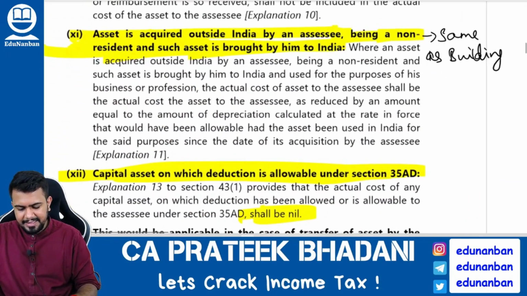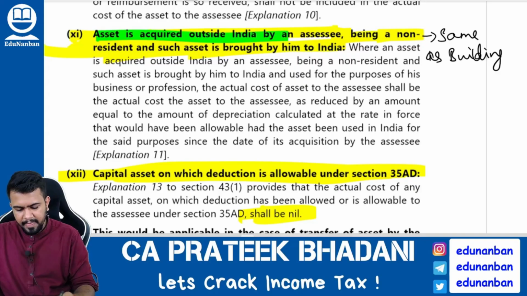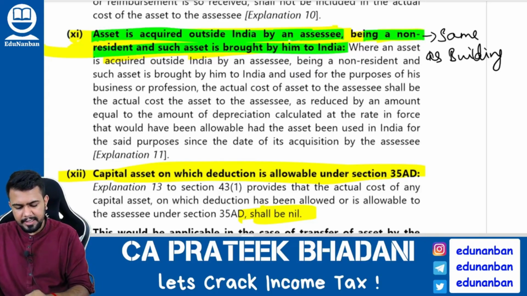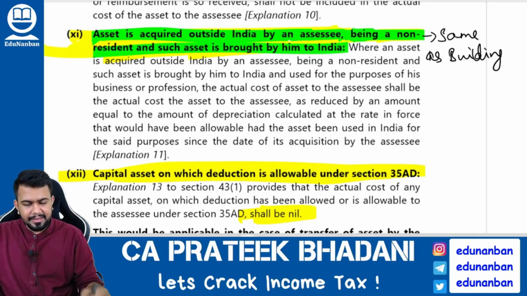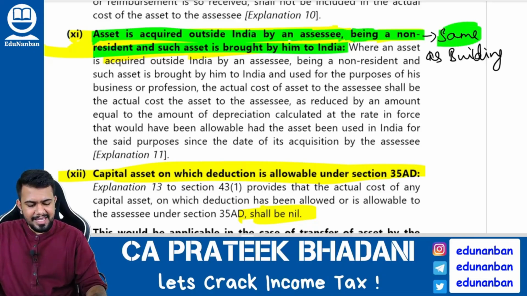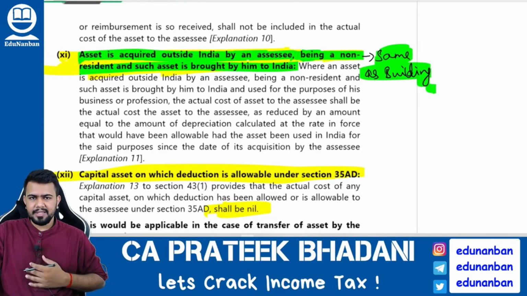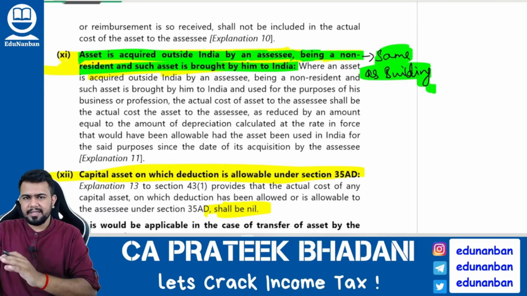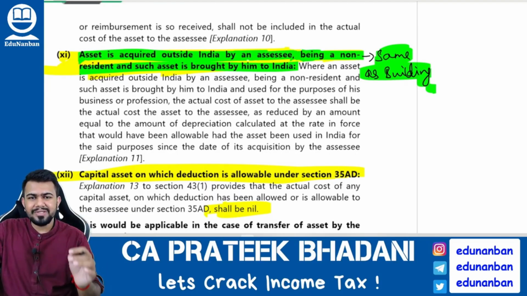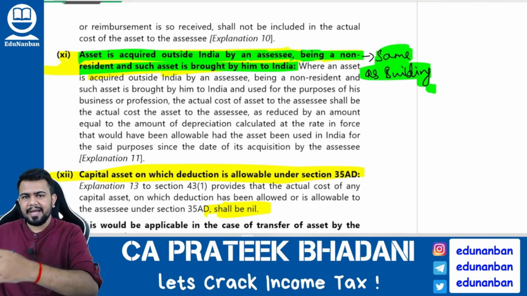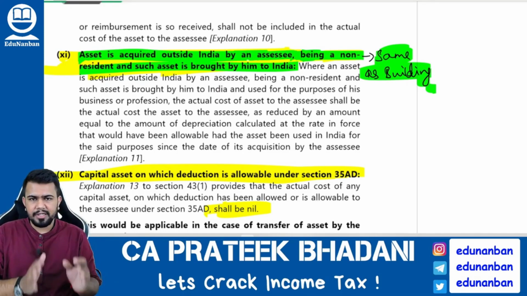Next, any asset acquired outside India by an assessee being a non-resident and such asset is brought by him to India. This provision is the same as the building provision. So for example, if I am a non-resident and I am having an asset outside India, now I want to use that asset in the business in India. That is why I imported that asset. I took that asset from outside India and brought it to India.